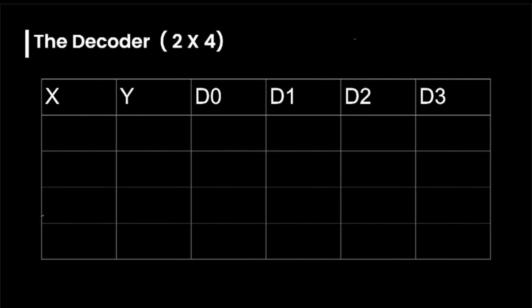Now, the first type of decoder that we're discussing is a 2x4 decoder, right? So again, this is m, this is n. M is going to be less than or equal to 2 raised to n. Here, that's 2 raised to 2, so that's why m is 4, okay? Now, how many inputs do you have? 2 inputs, x and y, and you have 4 outputs, D0, D1, D2, and D3.